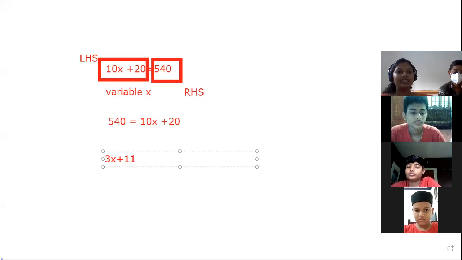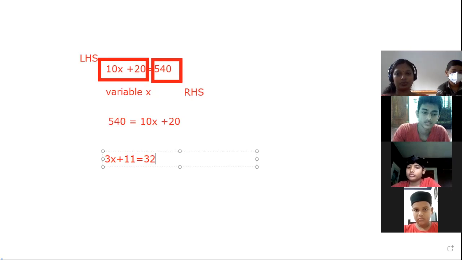The sum of 3 times x and 11, which is equal to how much? 32. Our first statement was the sum of 3 times x and 11 is 32. So we can write it in the form of an equation that 3x plus 11 is equal to 32. Then look at your second one.